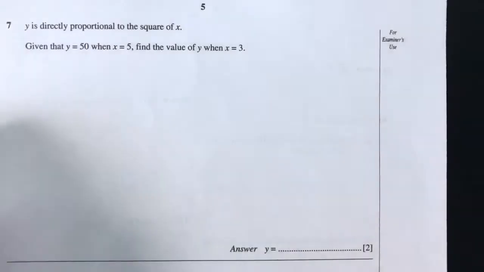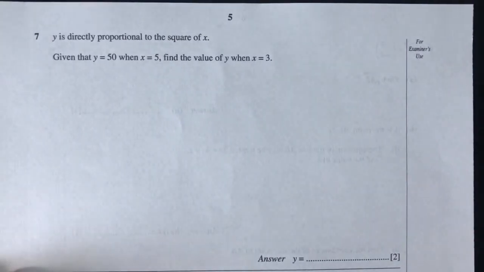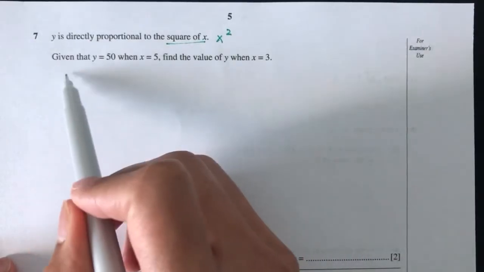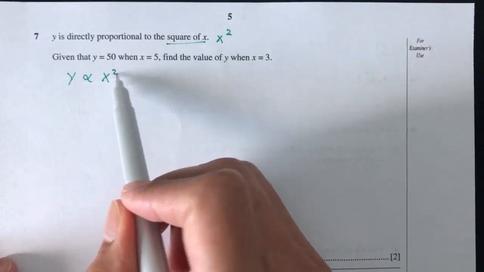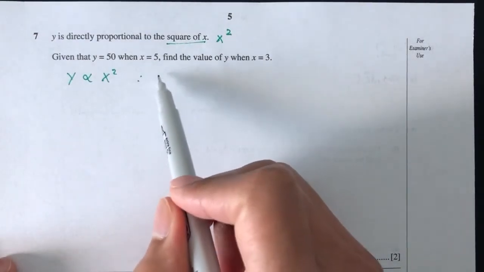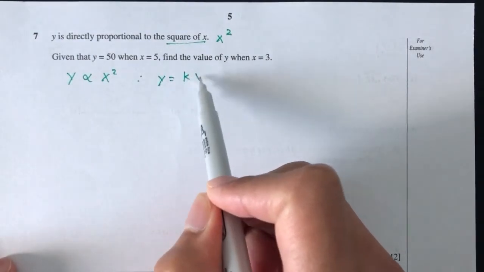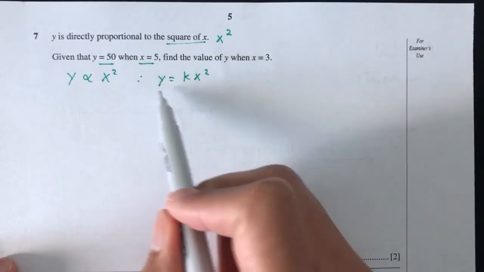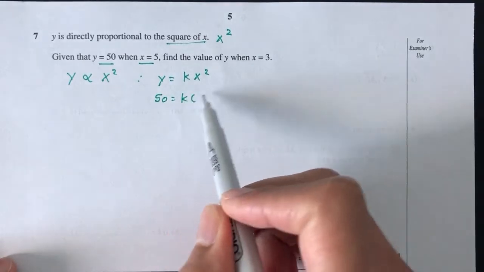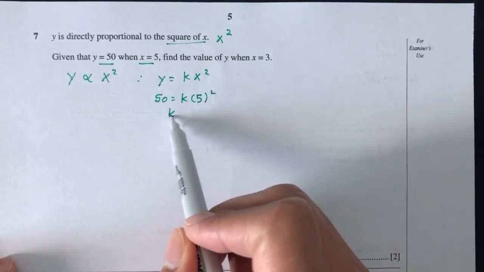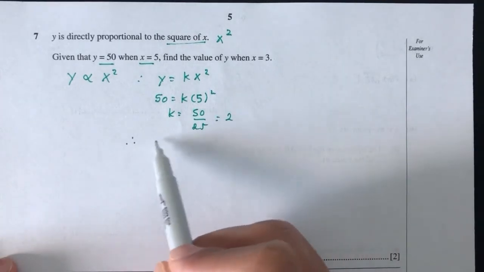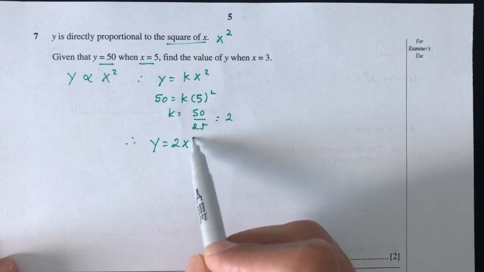So now moving on to question number 7. Here we have y is directly proportional to the square of x. Square of x is just x squared. So y is directly proportional to x squared. From this we have y equal to k times x squared. Now we have these two pieces of information to find the value of k. So y is 50, equal to k x squared. So k will be 50 divided by 25. k will be 2. So a new equation will be y equal to 2x squared.